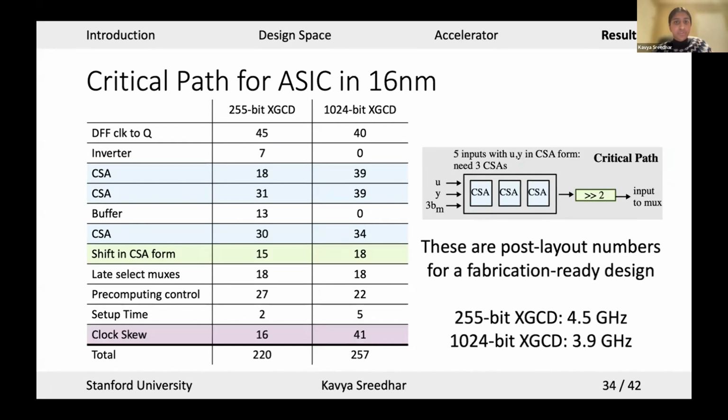So because the 1024-bit design is larger, physical design can become a little bit more complicated. And we see that our cycle times are still fairly close to each other when we actually report post-layout numbers for a fabrication-ready, tape-out-ready design. And ultimately, for our 255-bit XGCD, we are able to achieve a frequency of 4.5 gigahertz. And for our 1024-bit XGCD, we can run it at 3.9 gigahertz. And so this suggests that even as we increase the bit width, since we have this constant delay with carry save adders, our clock periods will scale at a similar rate for even higher bit widths. And our work is relatively bit width independent.